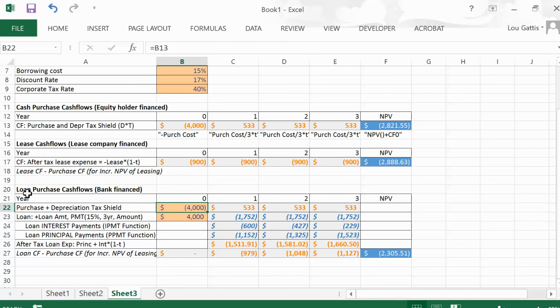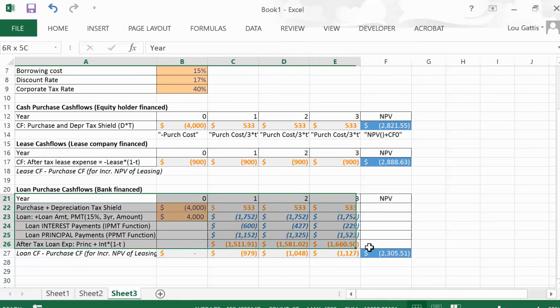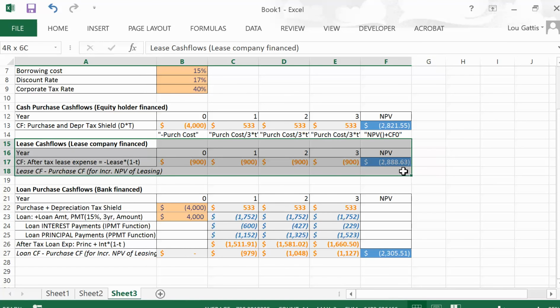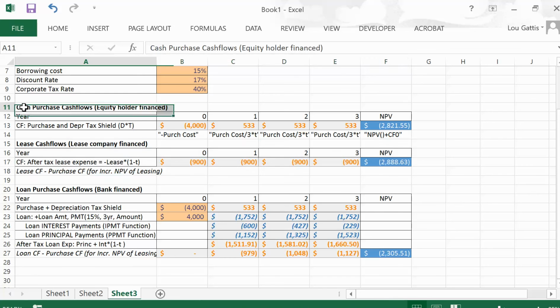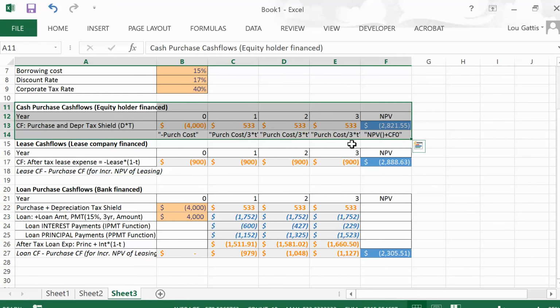All right, so I shouldn't have said equity financing. I'm going to do a debt financing. This is a debt financing of the asset. This is leasing the asset. In some sense, the leasing company is financing it for us. And this is simply purchasing it, but getting no advantages of the interest rate tax write-off.